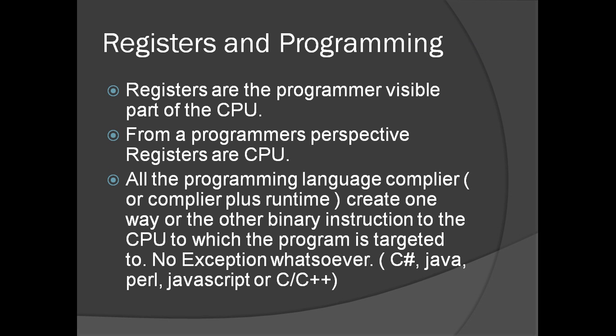Registers and programming. Basically, registers are the programmer-visible part of the CPU. From a programmer's standpoint, registers are the CPU itself. All programming language compilers, or the compiler plus runtime for that matter, create one way or the other the binary instructions for the CPU to which the program is targeted. All programming languages do that: Java, C#, JavaScript, C++, anything.